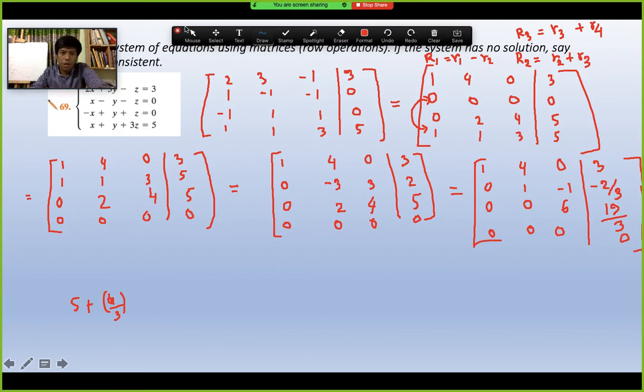But we have another problem here: we need a 1 here. This is 6, and we need a 1 here. So let's divide this line by 6 to get 1 here.